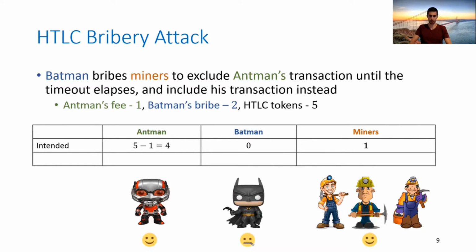Instead of doing nothing, he can bribe the miners to exclude Ant-Man's transaction until the timeout elapses, and then to include his transaction instead. Intuitively, consider an HTLC contract holding 5 tokens, and Ant-Man's transaction offering a single token as a fee. According to the assumption, the miners include Ant-Man's transaction, so Ant-Man gets 4 tokens, Batman gets none, and the miners get 1. However, if Batman decides to offer a higher payout, say 2 tokens, then the miners are incentivized to take his transaction instead, resulting with 2 tokens for them, 3 for Batman, and none for Ant-Man. This is clearly better for Batman and for the miners.